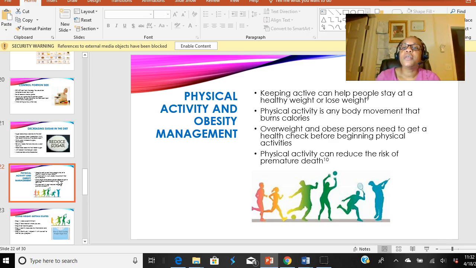Overweight and obese persons need to get a health check before beginning physical activities. Very importantly, because you want to make sure, first of all, that your heart is good, because you could start and it could be detrimental for you. And our next reference says physical activity can reduce the risk of premature death.